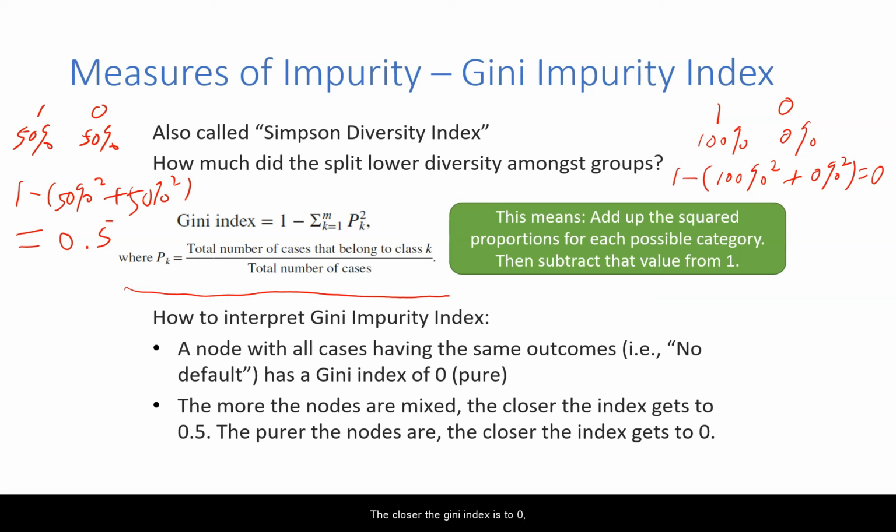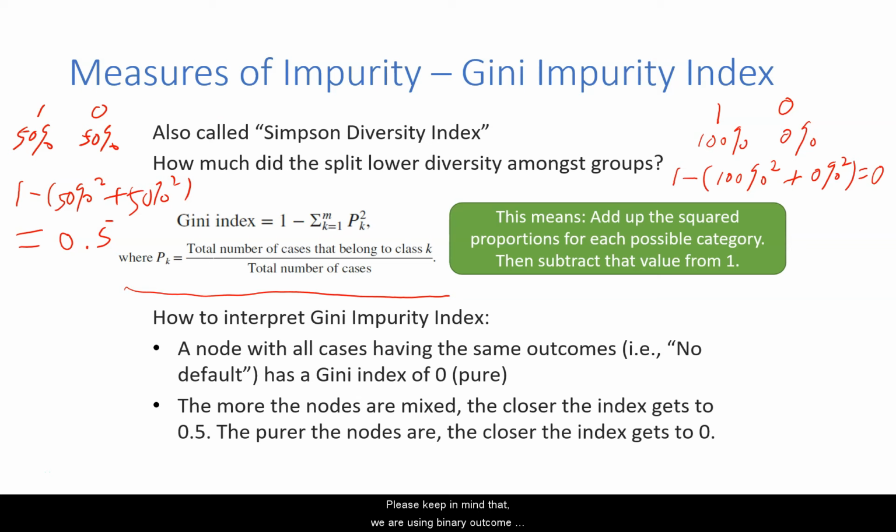The closer the Gini index is to 0, the purer the subset is, and similarly, the closer the Gini index is to 0.5, the less pure the subset is. Please feel free to test a few different class distributions on your own, for example, a 90% and 10% split, or 70% and 30% split, to see if this is true.